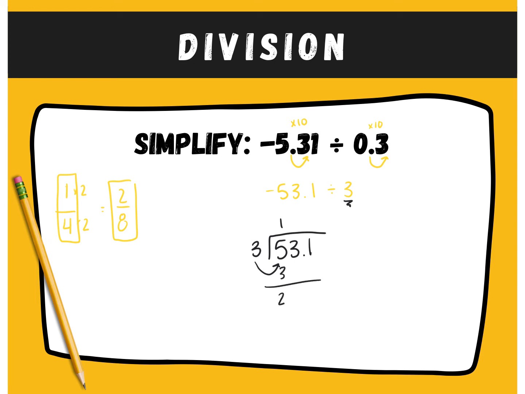Subtract, and I get a 2. Bring down a number. 3 goes into 23 7 times, that's 21. Subtract and get a 2. Bring down the next number.